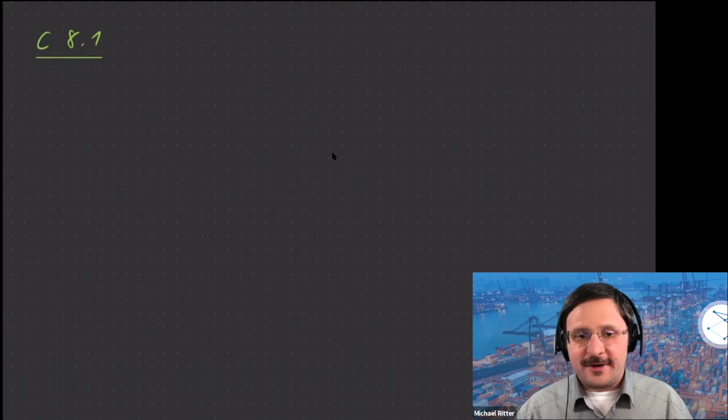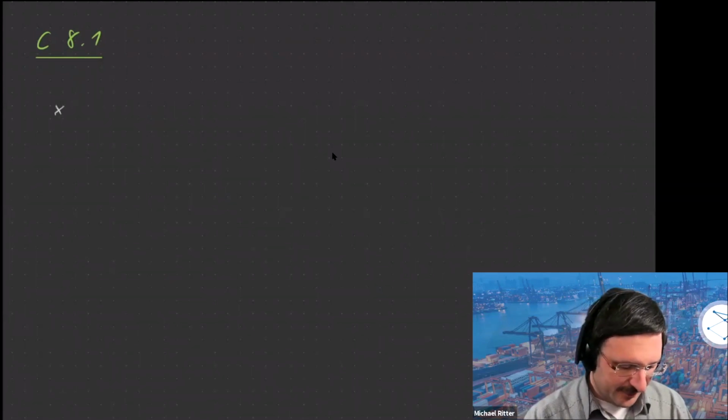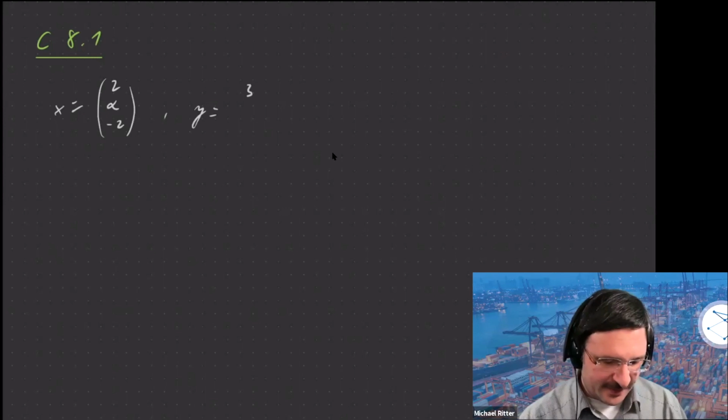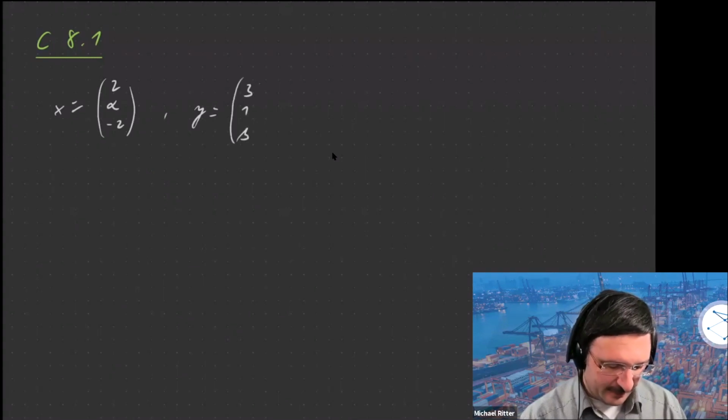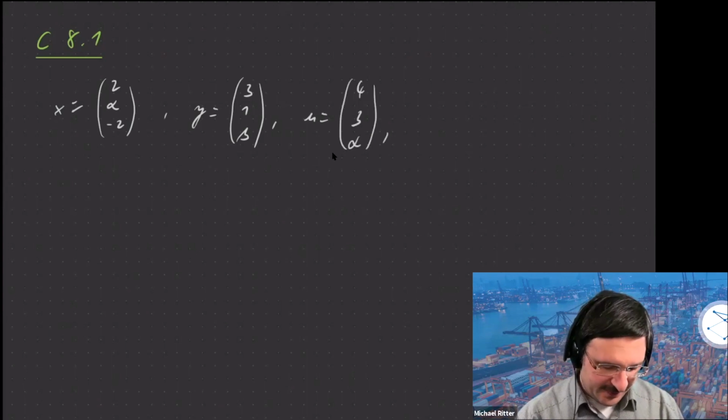So here we have 4 vectors containing 2 real parameters. Let me just write those down. So the vectors are x = (2, alpha, -2). Then we have a vector called y, that is (3, 1, beta). And alpha and beta are the real parameters. And 2 more, u is (4, 3, alpha), and v is (beta, 4, -5).